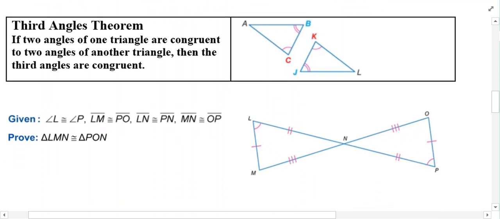The next item is the third angle theorem. It tells us that if two angles of one triangle are congruent to two angles of another, then the third angle must be congruent. So it gives us a little shortcut. Without proving everything, we can prove it to ourselves by subtracting each of those from 180 to find out what angle A and angle L are.